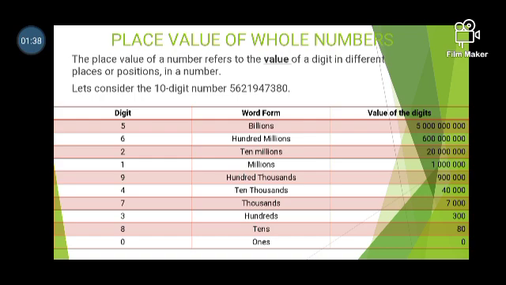The place value of 9 is 100,000, which is 900,000. The place value of 4 is 10,000, which is 40,000. The place value of 7 is thousands, which is 7,000. The place value of 3 is hundreds, which gives 300. That of 8 is tens, which is 80. And that of 0 is ones, which is 0.